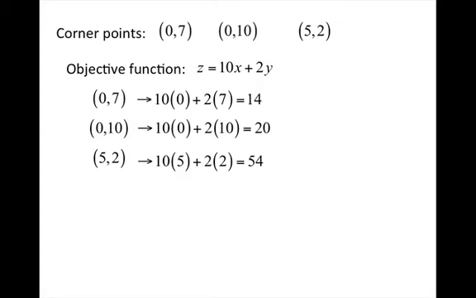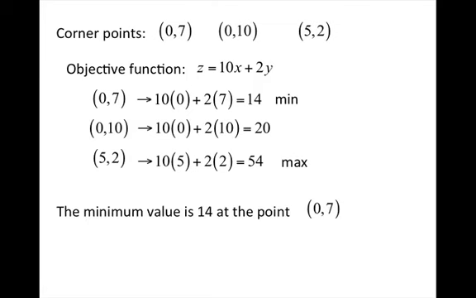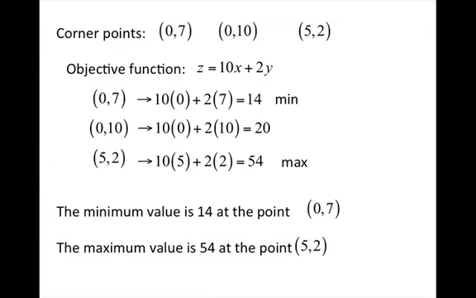Now that we have our values of the corner points plugged into the objective function, the smallest one, which is 14, is our minimum, and the largest, which is 54, is our maximum. So we have a minimum value of 14 at the point 0, 7, and we have a maximum value of 54 at the point 5, 2. And on the tests and quizzes, you're going to have to tell me what the minimum and maximum values are and at which points they occur.